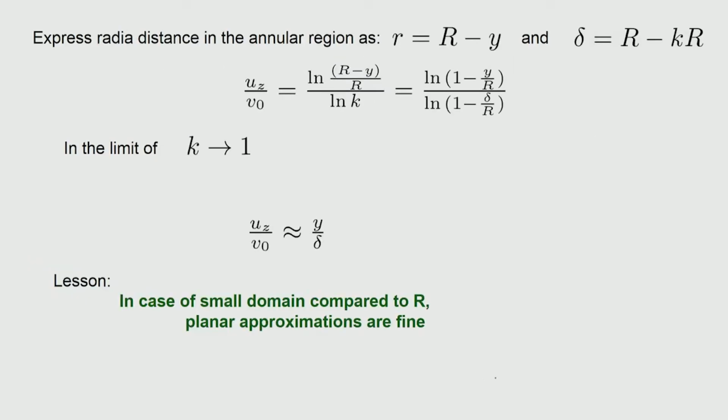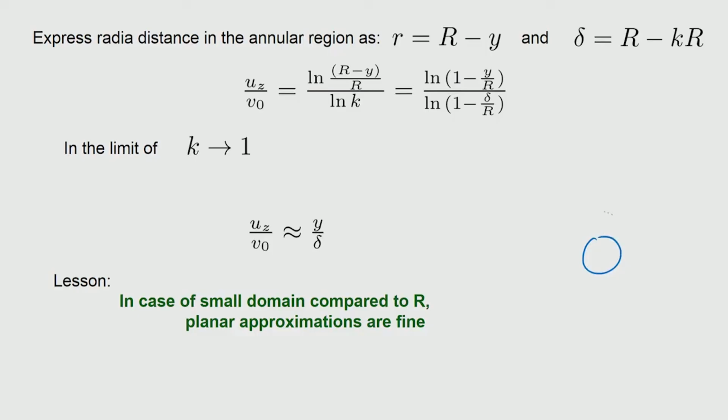Okay. Now we can see under what circumstances this particular flow form can be approximated to a planar case. So what we do is this annular region. What we try to do is that this distance alone we want to express and say that it goes, okay, so going from here all the way from 0 to delta.